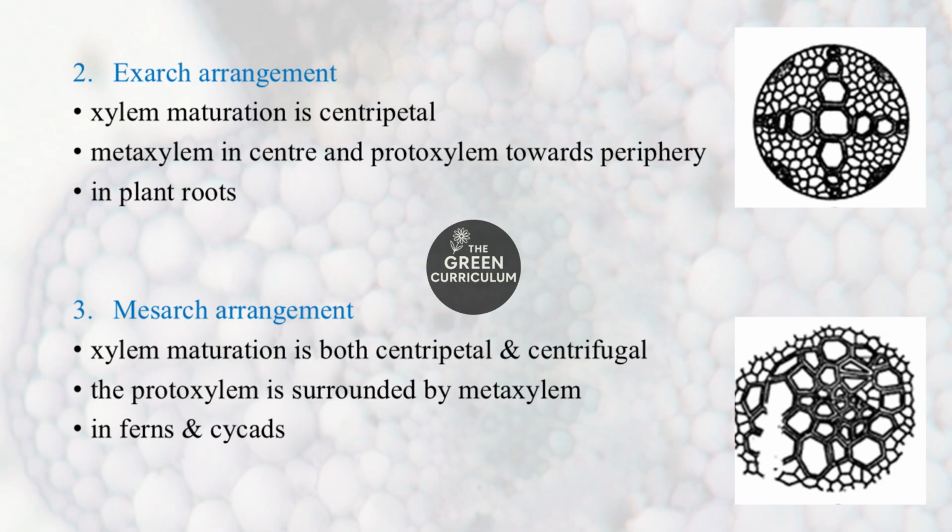And the third one is mesarch arrangement. Here the maturation is both centripetal and centrifugal. So we can see the protoxylem in the center, which is surrounded by the metaxylem, and this type of arrangement is commonly seen in ferns and gymnosperms like cycads. So that's all about xylem elements.